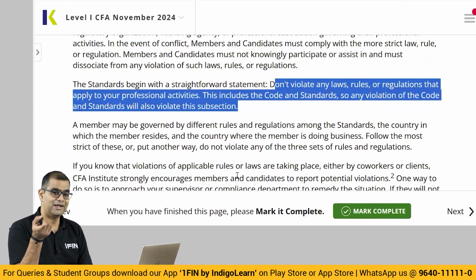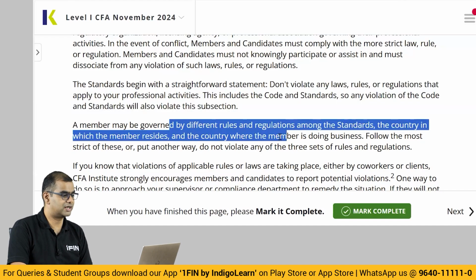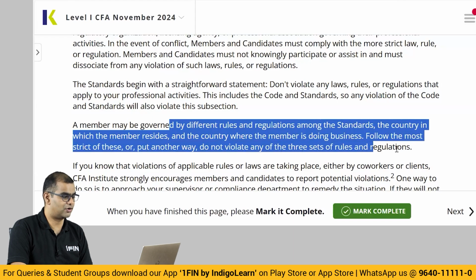So see, if you violate the code, because what are they saying? Don't violate any laws, rules or regulations. So violation of the Code of Ethics is also a violation of the Standard of Professionalism, knowledge of law. A member may be governed by different regulations: the country in which the member resides, the country where they are doing business. Follow the stricter one.